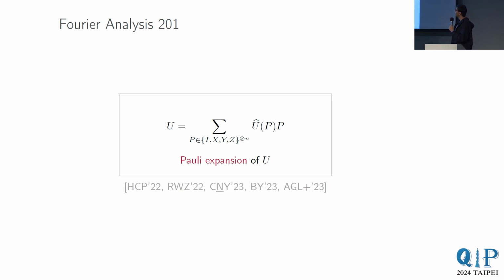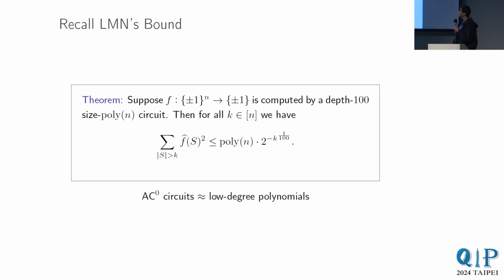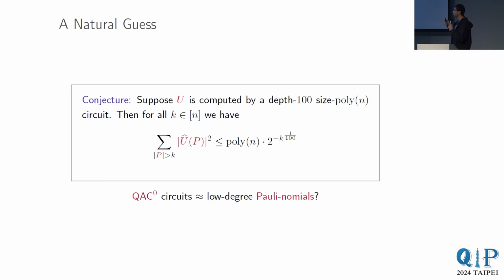A lot of recent work has shown that this Pauli expansion does behave a little bit like the Fourier transform of a Boolean function. People have done similar kinds of analysis and trickery to get results for quantum circuits and unitary complexity as in the classical setting. And so if you remember LMN, Linial, Mansour and Nisan's bound, which said that AC0 circuits are approximated by low degree polynomials, a natural guess with this Pauli basis is that QAC0 circuits are approximated by low degree Pauli polynomials, right?